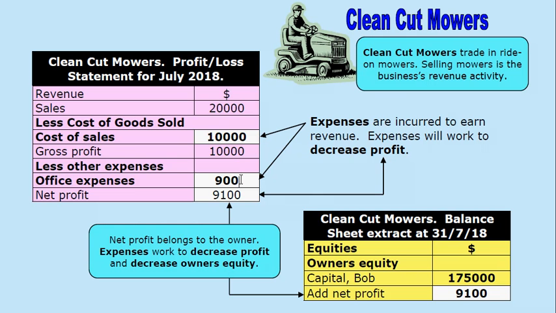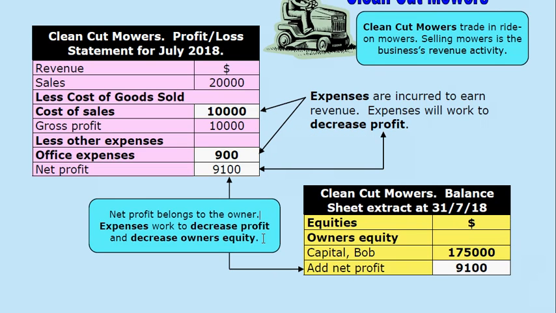Now we know that net profit belongs to the owner. And if expenses work to decrease profit, this will also work to decrease owner's equity. This is demonstrated by the transfer of net profit to the owner's equity section of the balance sheet at the end of the reporting period. In this example, $9,100. If expenses had been lower, then profit would have been higher. So expenses have worked to decrease the profit, which of course decreases owner's equity.